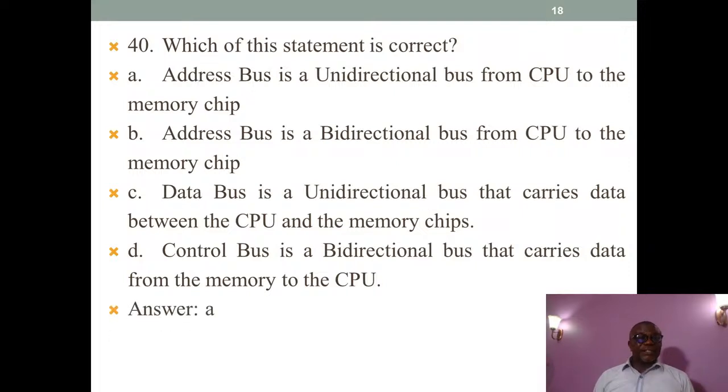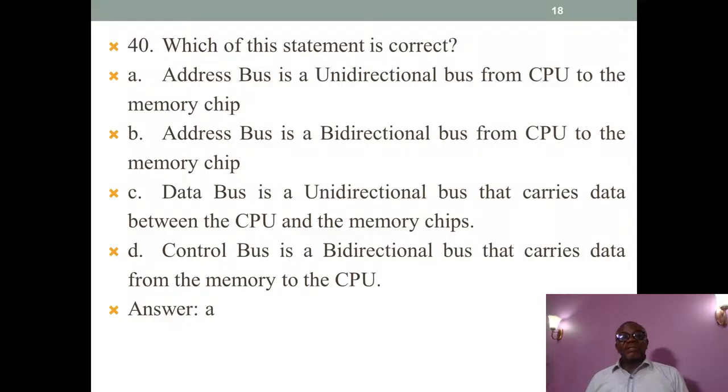Say A. It is important for you to note that the memory communicates with the CPU using three buses. The three buses are the address bus, the data bus, and the control bus. But the address bus is a one directional bus. If you see where it is drawn, you see just one arrow which goes from the CPU to the memory chip.